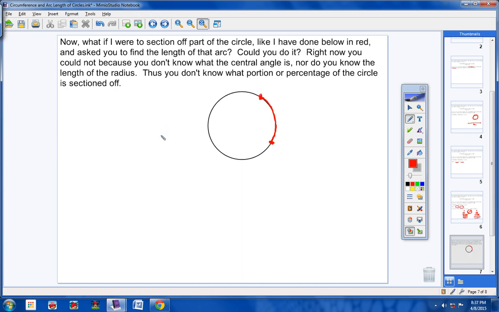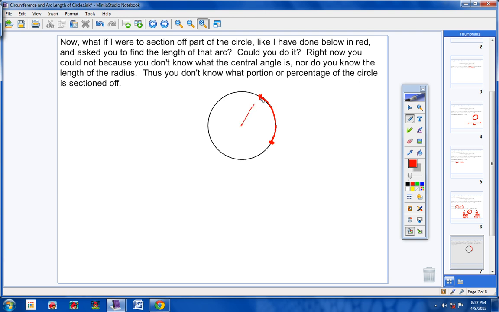What if I were to section off part of a circle like I have done below in red, and I asked you to find the length of that arc? Could you do that? Right now you could not, okay? Because you don't know what the central angle is.